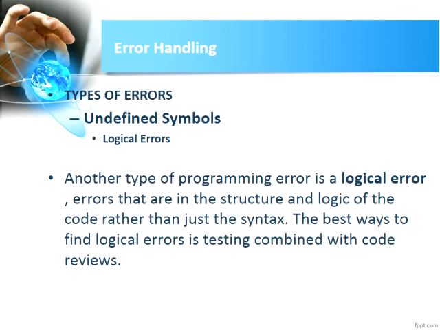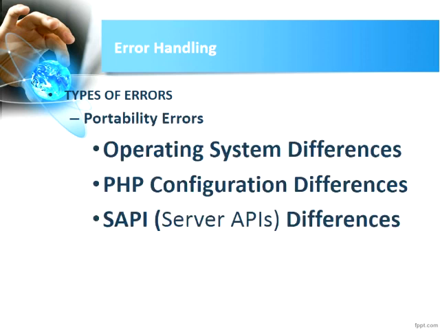Another type of programming error is a logical error. Errors that are in the structure and logic of the code rather than just the syntax. The best way to find logical errors is testing combined with code reviews. So we can also find logical errors. Yes, this is a logical error.